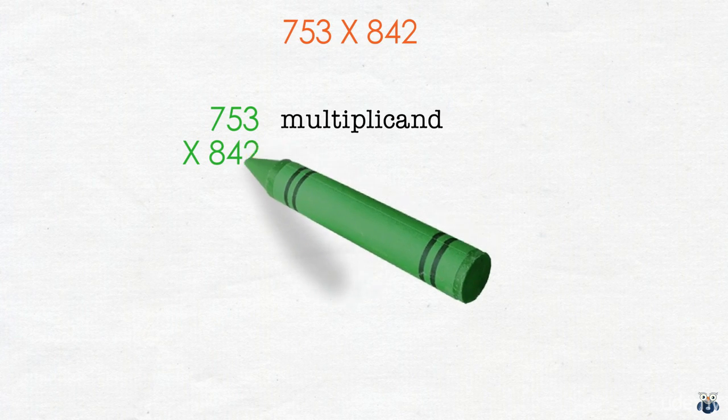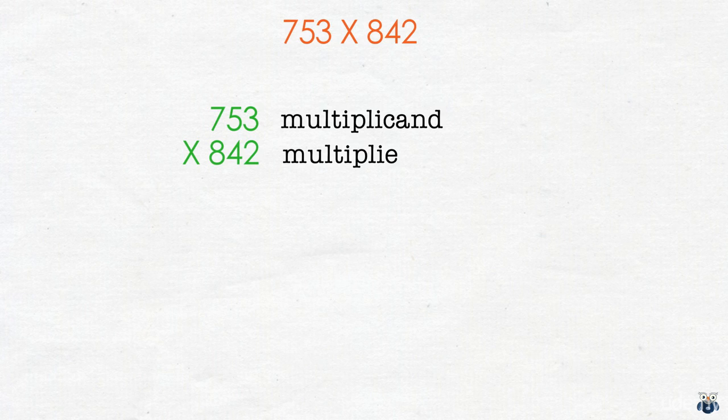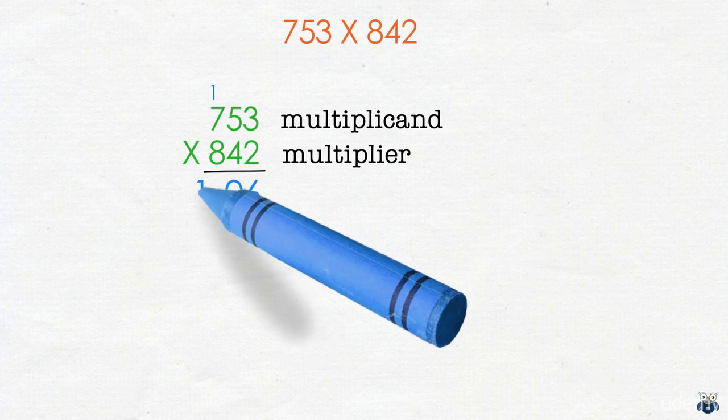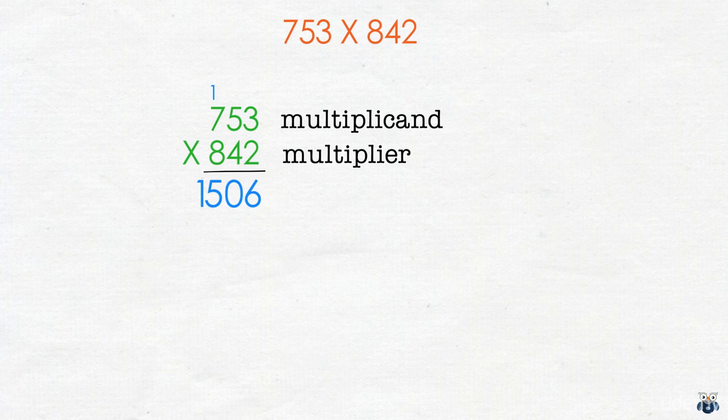We will treat 753 as a multiplicand and 842 as the multiplier. We first multiply 753 with 2. 2 3s are 6, 2 5s are 10, and we carry over the 1. 2 7s are 14, and adding the 1 we get 15, and our first iteration gives us 1506.